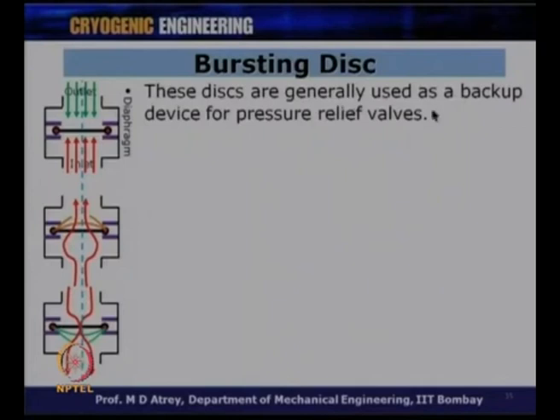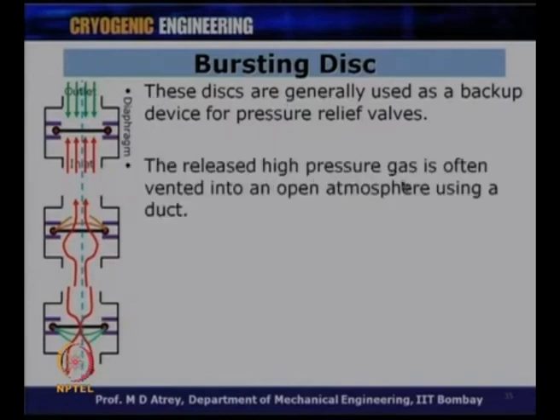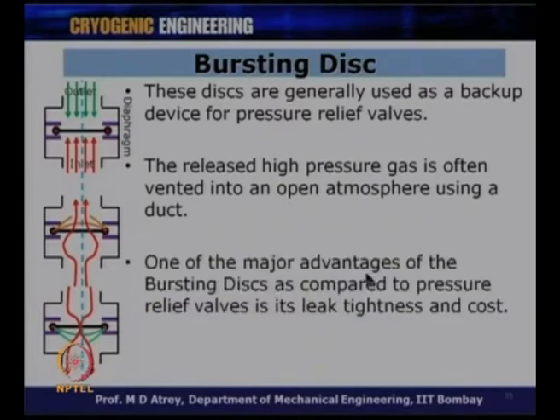These discs are generally used as a backup device for the pressure relief valve. When the pressure relief valve does not come into operation for some reason, the last chance is the burst disc. The released high pressure gas is often vented into an open atmosphere using a duct. One of the major advantages of the bursting disc as compared to the pressure relief valve is its leak tightness and cost.